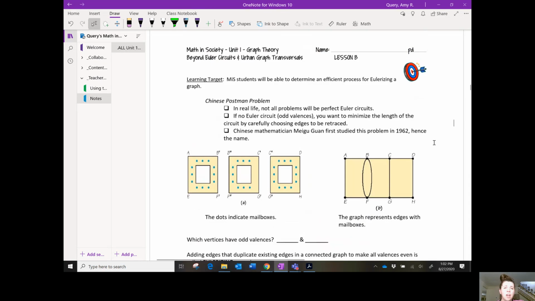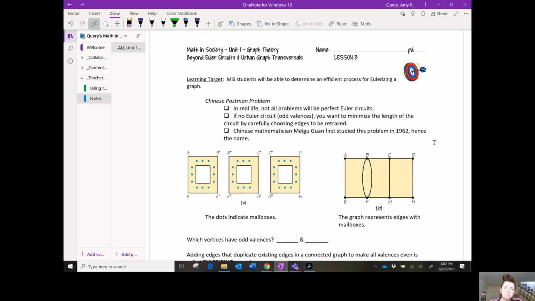And the reason that it's been called that for so long is because it was first studied by a Chinese mathematician. So truthfully, I don't like that. We should call it by his or her name. You know what? Let's make that change, shall we?